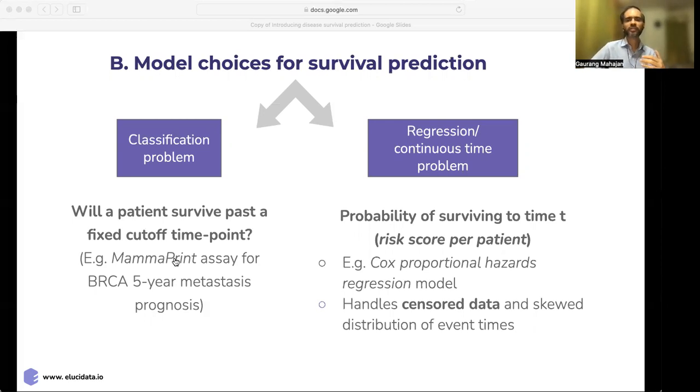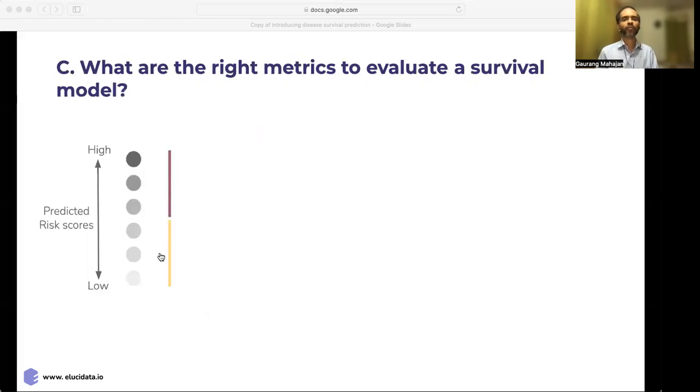This model makes some assumptions about the distribution of the data, so it needs to be checked if it applies to your data set. But in general, it enables better utilization of the event data at hand compared with more conventional regression or classification methods. Finally, we come to the last part, evaluating a trained model.